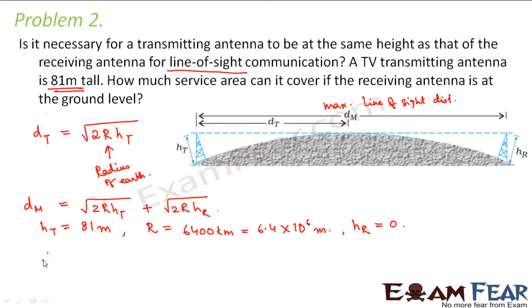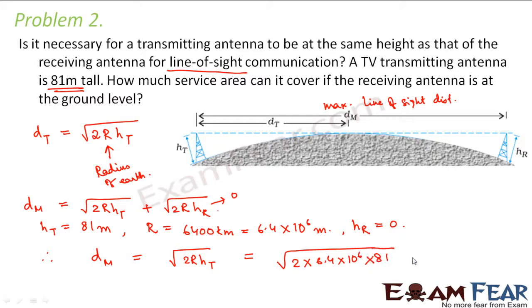0. Therefore, what would be the maximum line of sight distance between the receiver and the transmitter? This will be equal to root over 2RHT, because HR is 0, so this term becomes 0. So this will be equal to root over 2 into 6.4 into 10 to the power 6 into 81. This comes out to be some value which we are not calculating for now. Now we have to calculate how much area it can cover. So now this is the distance between these two.